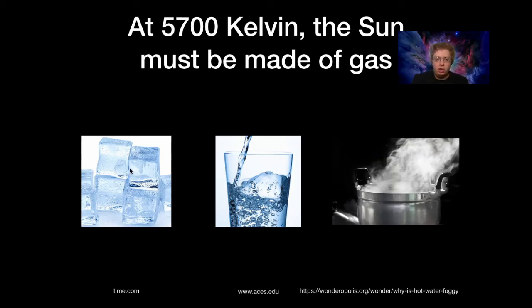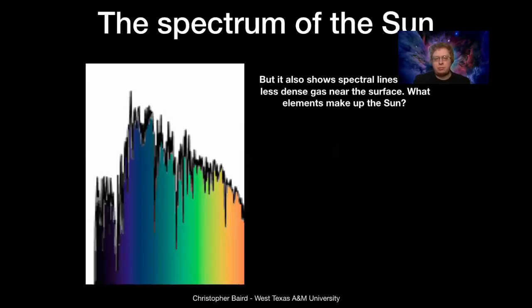We're familiar with solids like ice, we're familiar with liquids like water, and we're familiar with gases like steam. The hotter you get, the more likely you are to be a gas. And exactly that's what happens with the sun. There are no materials that can remain liquid or solid at such a high temperature. So the sun must be made up out of gas. So, what kind of gas is the sun made up of? What are the elements that make it up?